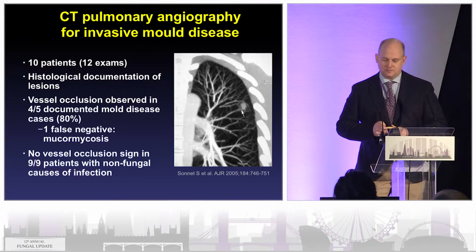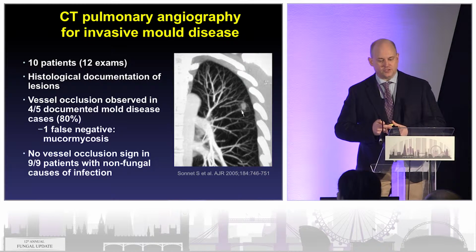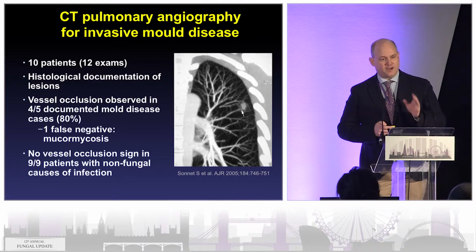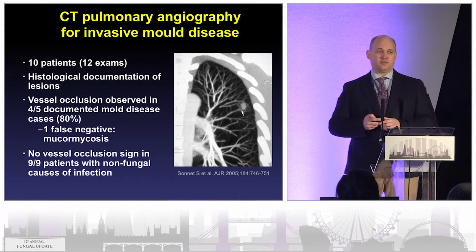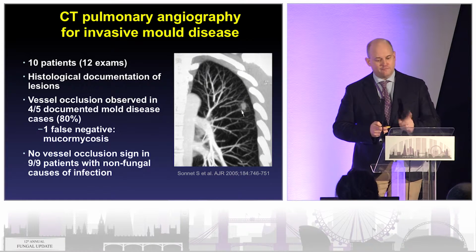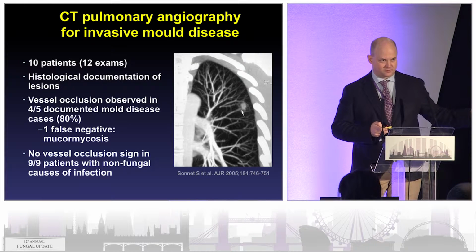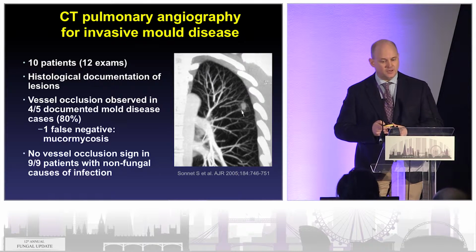This was initially suggested by a Swiss group, Sonne and colleagues, who looked at 10 patients, but did a very detailed investigation, including histology of these lesions, and performed CT pulmonary angiography. They saw a vessel occlusion sign in 4 out of 5 patients who had documented invasive fungal disease by histology. There was one false negative case, interestingly, a case of mucormycosis. But importantly, no vessel occlusion sign was observed in 9 of 9 patients who had an alternatively established diagnosis by culture and histopathology. So it did seem to improve the specificity of CT.